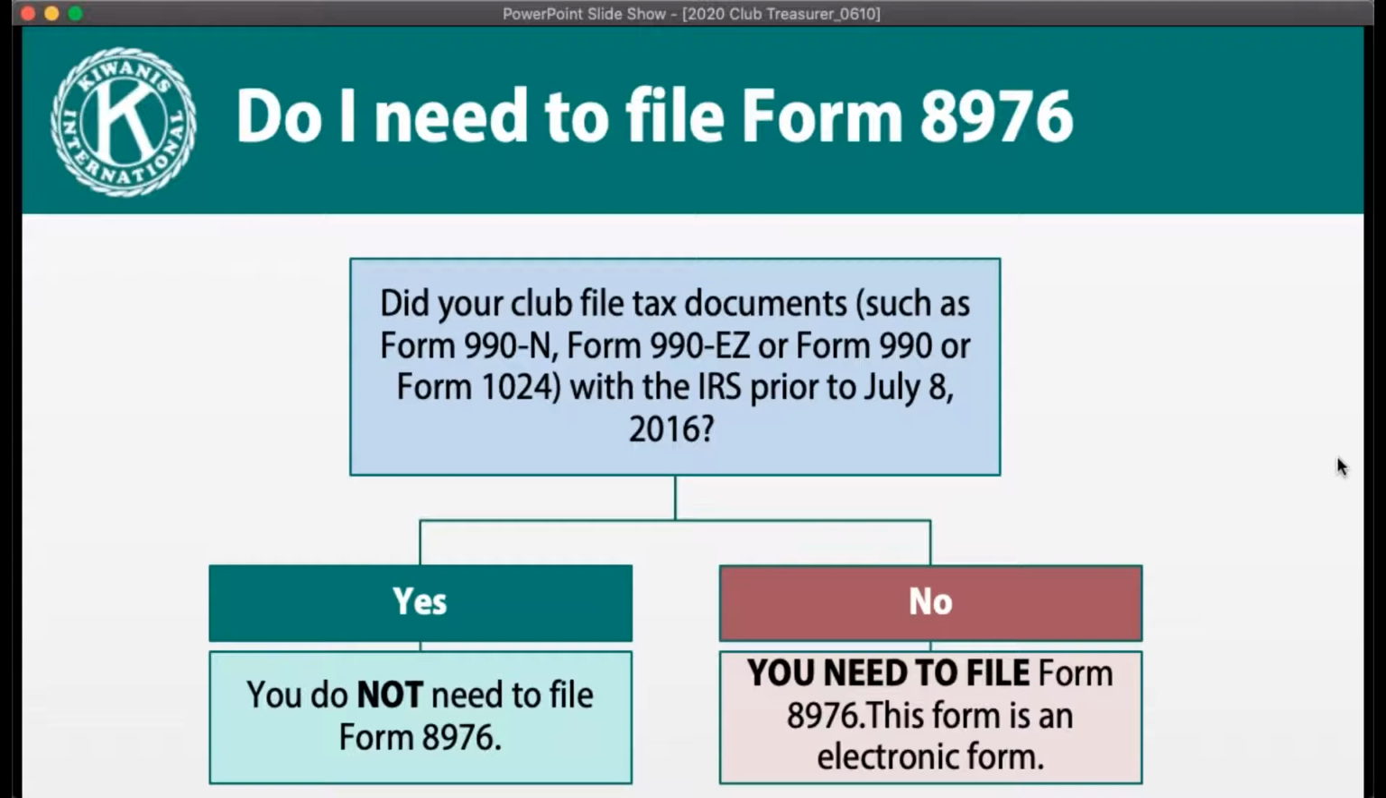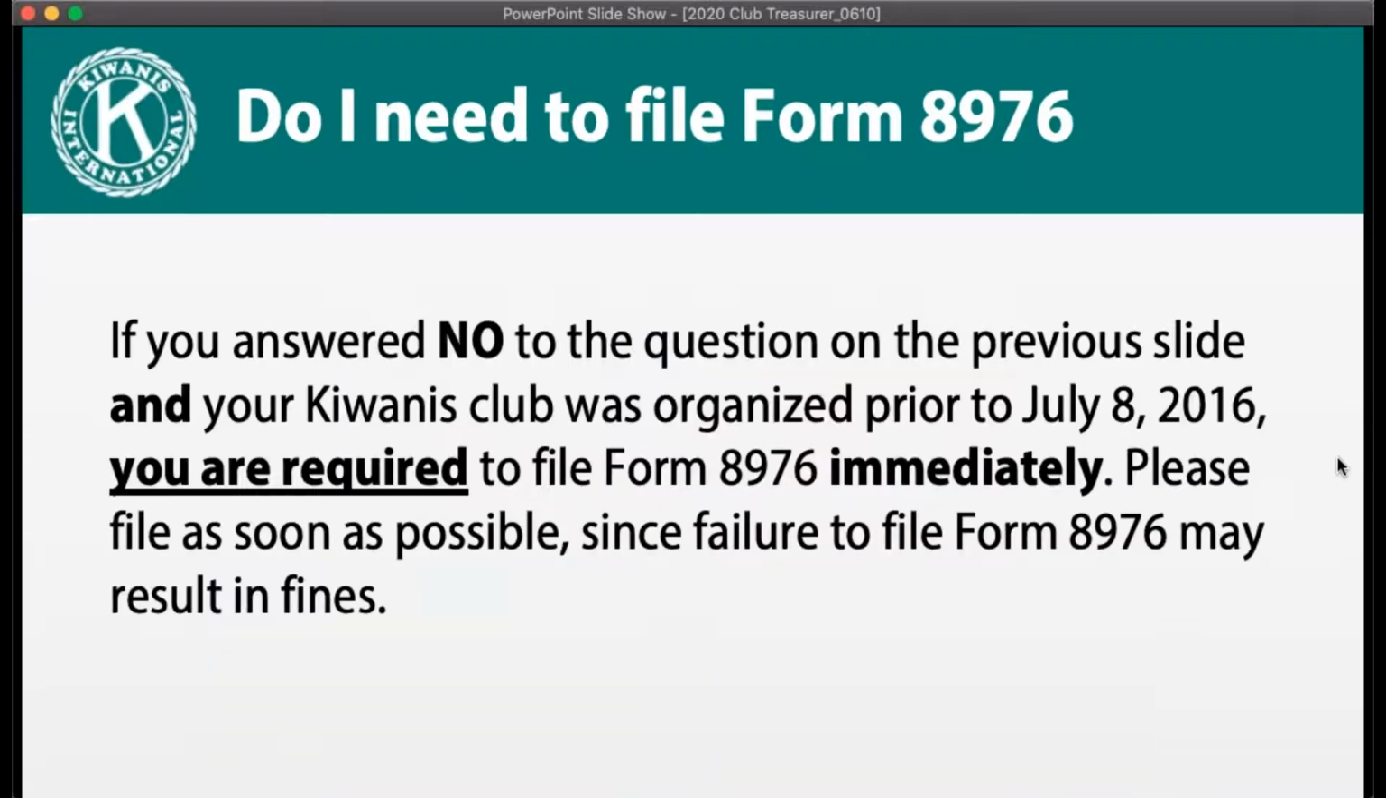Please file this as soon as possible. Failure to file can result in heavy fines. All new clubs organized on or after July 8, 2016 need to file Form 8976 within 60 days of organization or from receiving your EIN notification from the IRS. Once again, if you said no, that your club did not file tax documents and was organized prior to July 8th, 2016, you are required to file Form 8976 immediately.